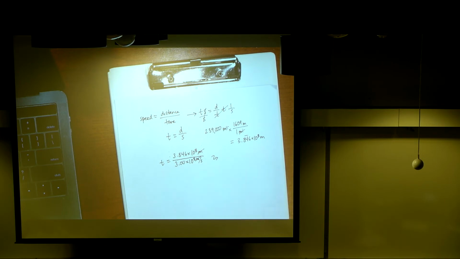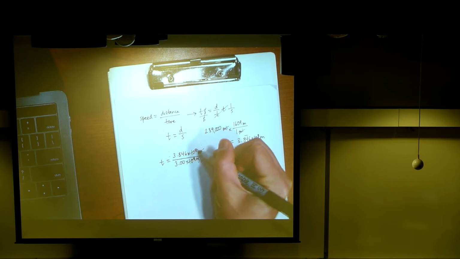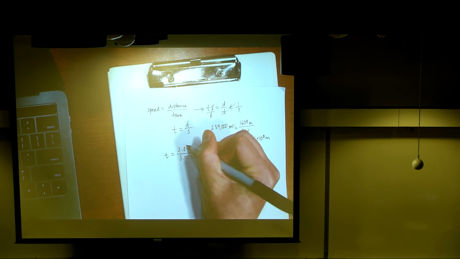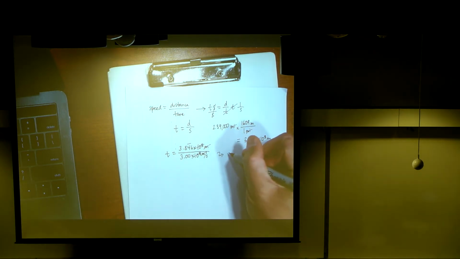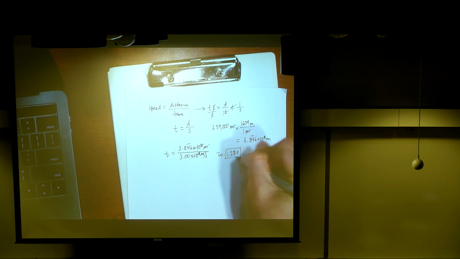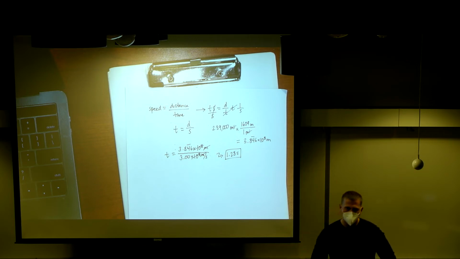So I get a certain number of seconds. What do I get? I can actually cancel 10 to the 8 also, can't I? So just do 3.846 divided by 3. What is that? 1.282. Yeah, so 1.28 seconds. That's the light travel time from Earth to the Moon. So not much time at all. Pretty straightforward. Any questions?